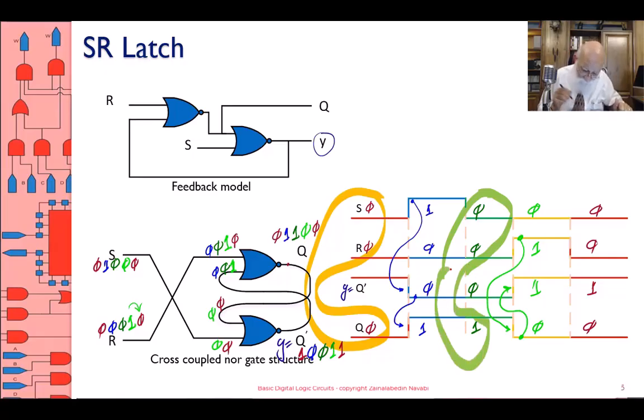But then look at the output. The output is 1. In one case, S and R of 0, 0 are giving me the output of 0. In another case, S and R of 0, 0 are giving me a 1 on the output. What is this? Well, this is a memory element. The circuit remembers. What does it remember? I'll talk to you about that. It remembers something. That's what counts.